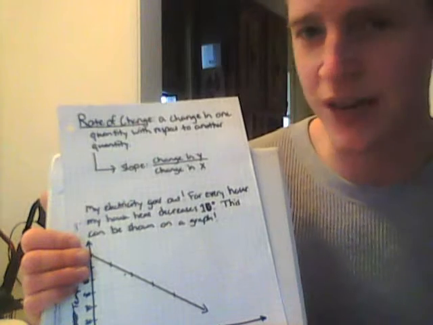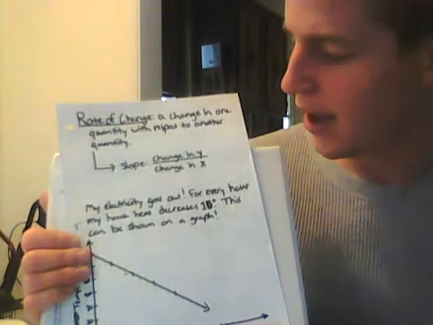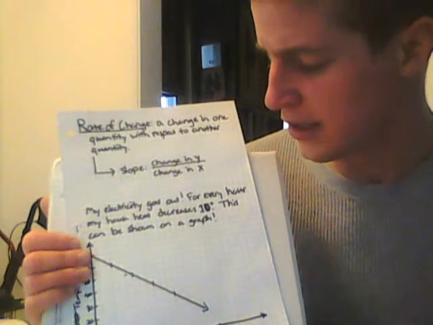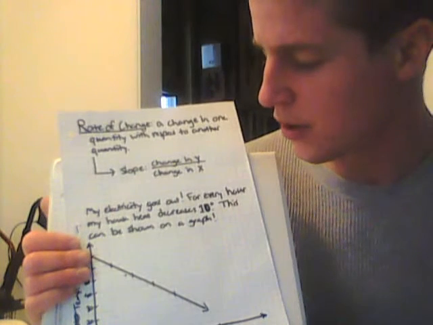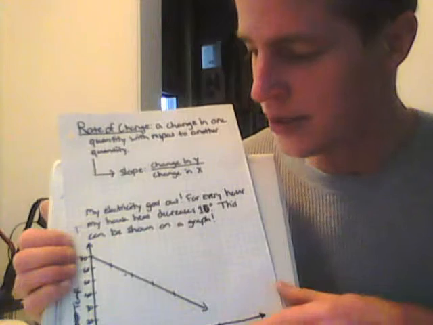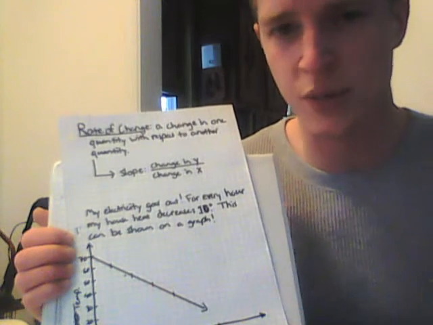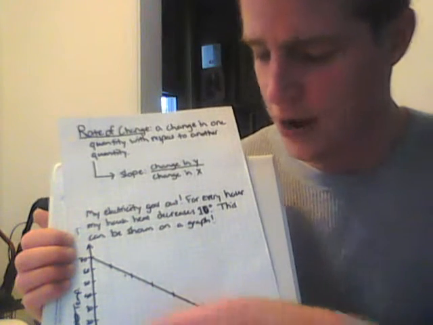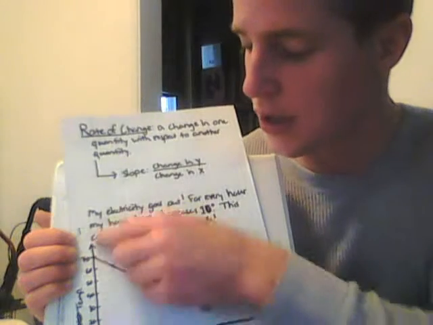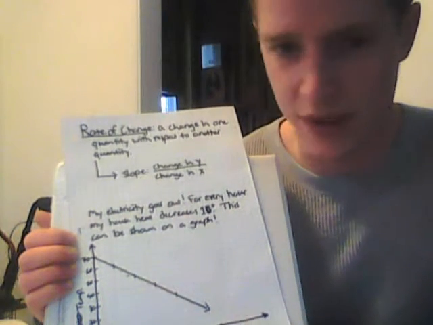My electricity goes out, which is a very real possibility tomorrow or even tonight. For every 1 hour, my house heat decreases by 10 degrees. This can be shown on a graph. Here we have time in hours and temperature in degrees. So which is our x's, which is our y's? All right, our time in hours is on our x-axis, so our time in hours would be our x-coordinates. Our temperature is on our y-axis, so our temperature is going to be our y-coordinates.